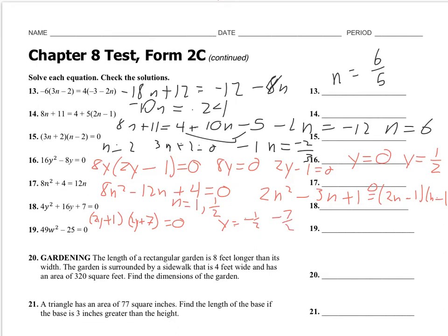And number 19, hey, those are both perfect squares and I'm subtracting them, so that's 7w plus 5 times 7w minus 5. So that would give me my answers as w is equal to positive 5/7, so that's a positive 5 up on top, or negative 5/7.